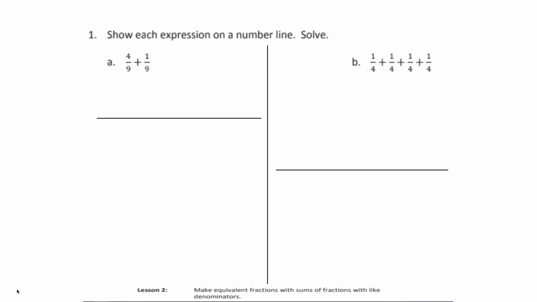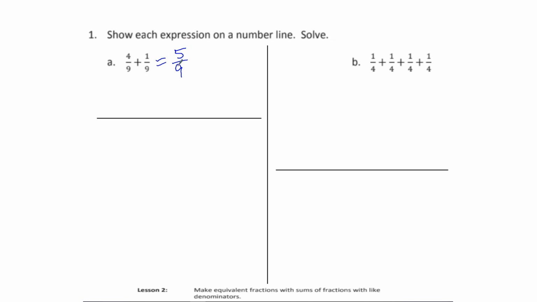So if you notice, all of our units for 1A are ninths. So we have 4 ninths plus 1 ninth. Number 1 asks us to show each expression on a number line and to solve. So first things first, let's go ahead and solve. We should see here that we have 4 ninths and we add 1 ninth. So 4 ninths plus 1 ninth is 5 ninths.